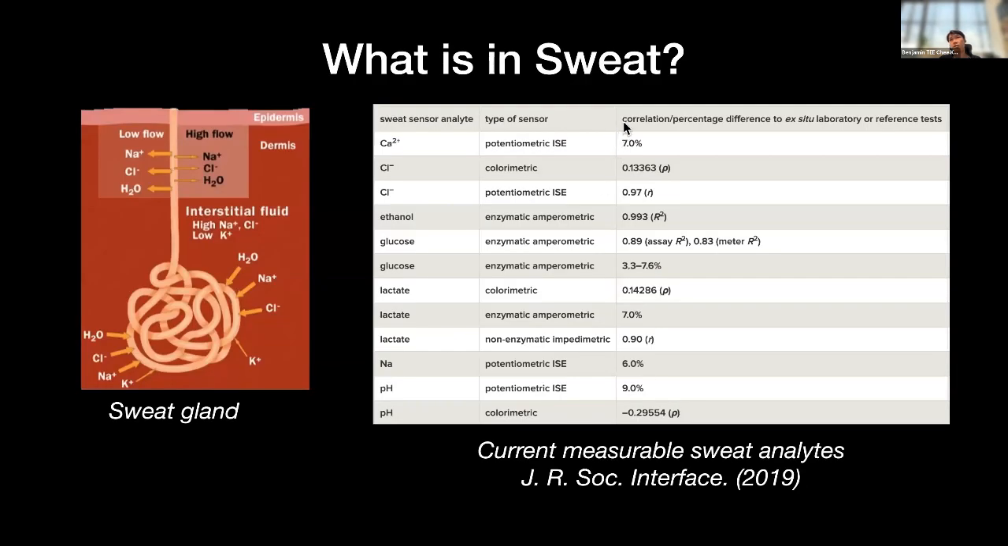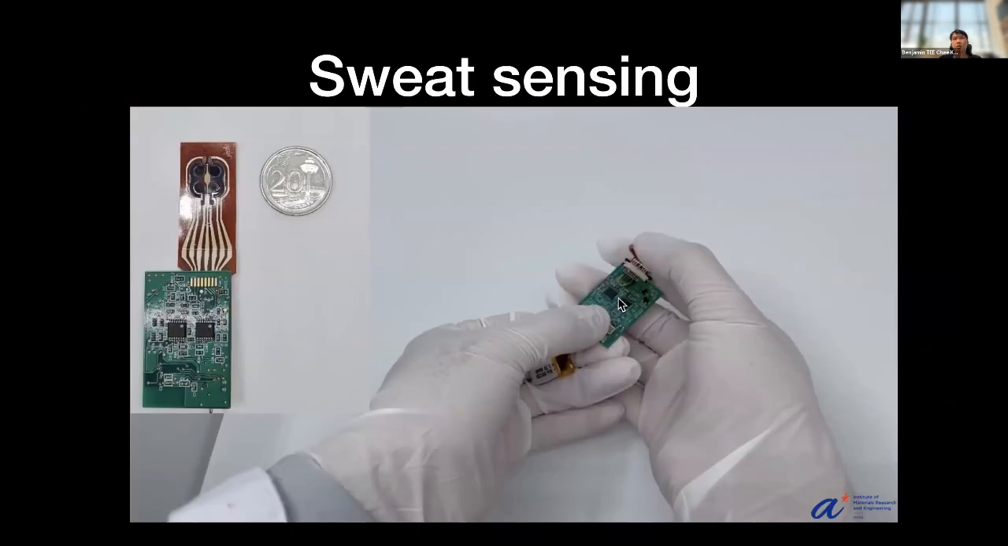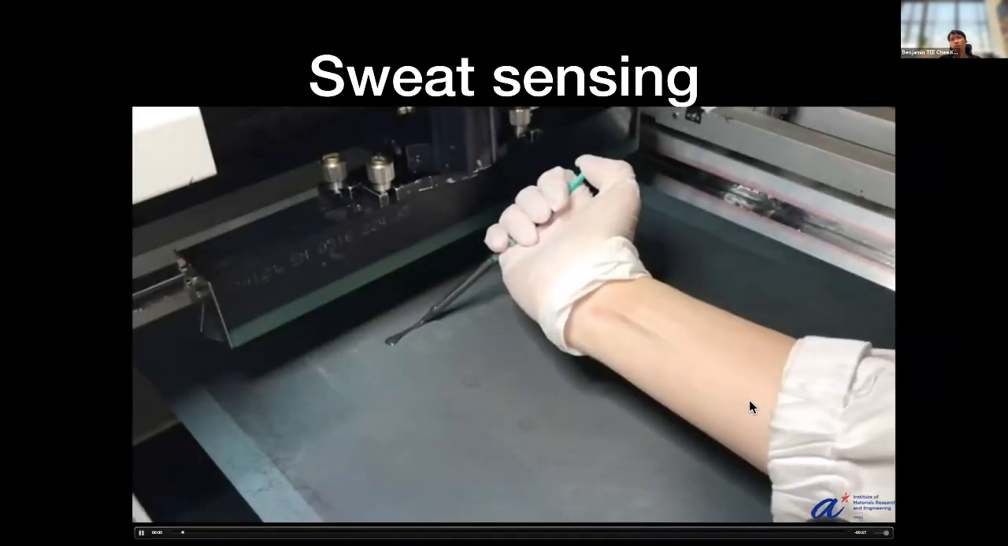And you need the high resolution because there's a lot of things in sweat that are in very low concentration. So you need to have electronic means that are able to digitize them at high resolution. So here's a flexible system. We're starting to build stretchable ones where you're able to have sweat sensing. This is a collaboration with some researchers.